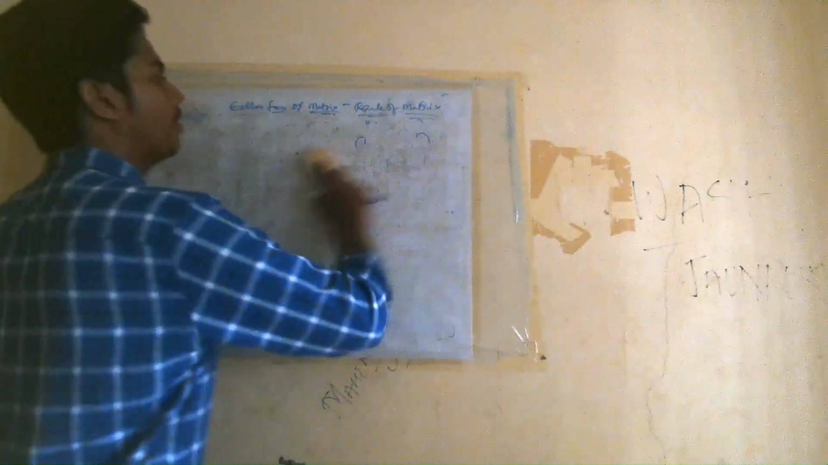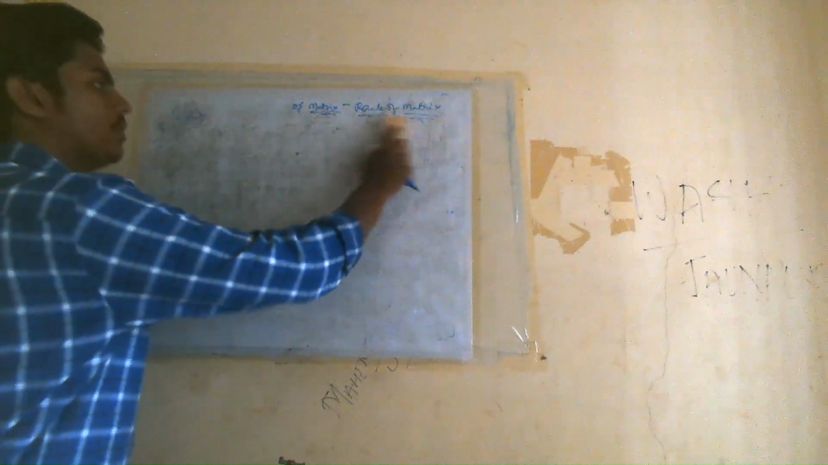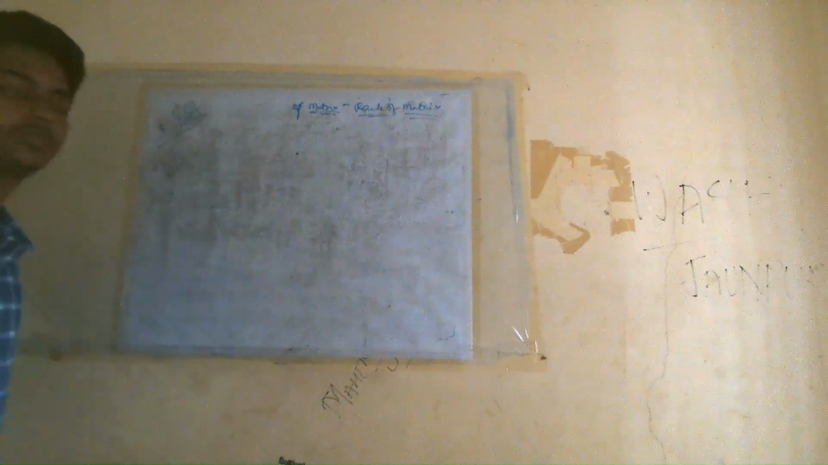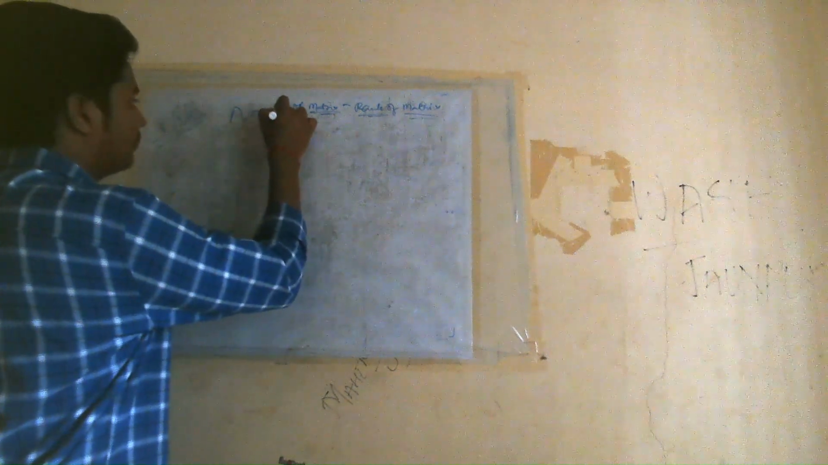So okay, now we have discussed echelon form of matrix. Now let us discuss normal form of a matrix. What do you mean by normal form of a matrix?